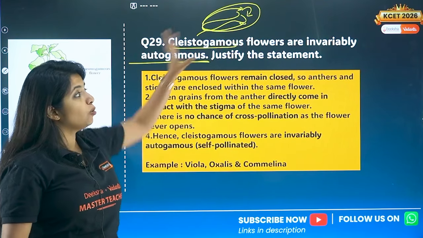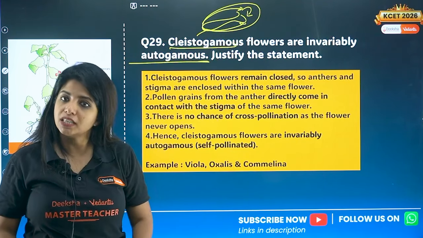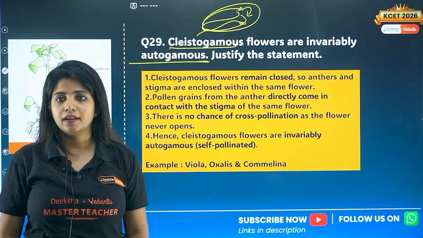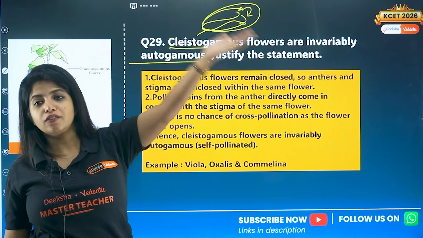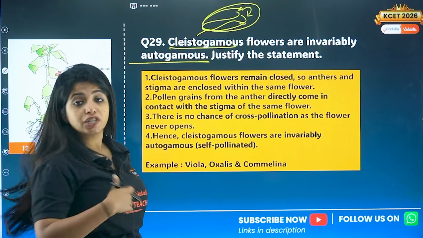Autogamous nature, and this is also known as self-pollination. So now you are saying the closed flowers, whatever you do, they are going to be autogamous only. There is no other option. Is that true or false? Yes, it is true, because they are closed. Do you think any other flower pollen grain can come and land over here? No, Baba, they're closed.